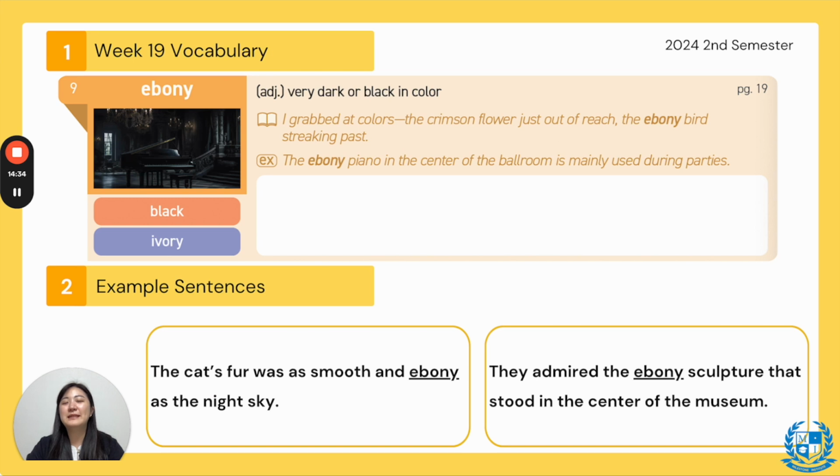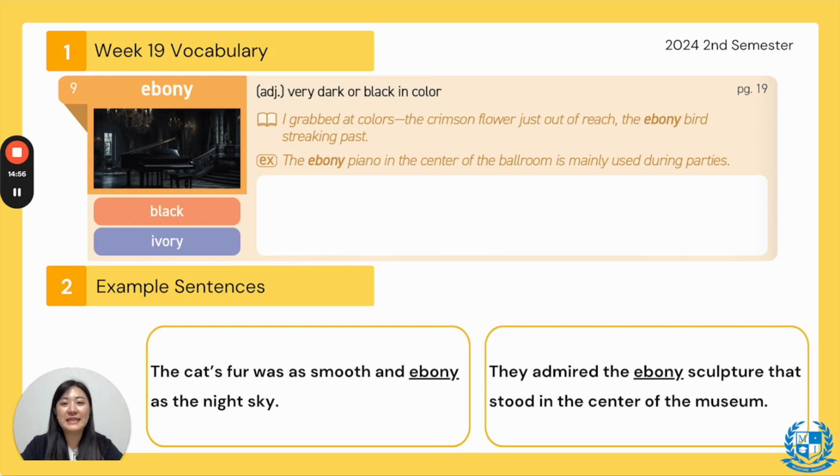Number 9, everyone say ebony. Ebony. The synonym is black and the antonym is ivory, which is a shade of white but beige, kind of in the middle. So what does that mean? It's an adjective and ebony is very dark or black in color.